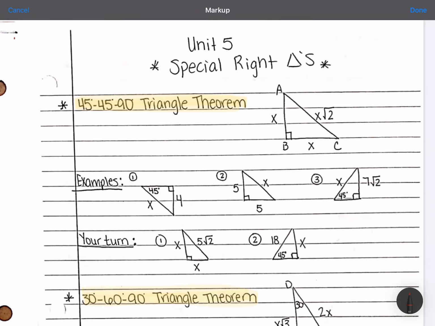Really the Pythagorean theorem will work on the 45, 45, 90 triangle. It will not work on the 30, 60, 90 triangle because you won't have enough information. So the first type of triangle we're going to talk about is the 45, 45. That means you have a right angle and the two acute angles are both 45 degrees. Essentially this is an isosceles right triangle where the two legs are congruent.